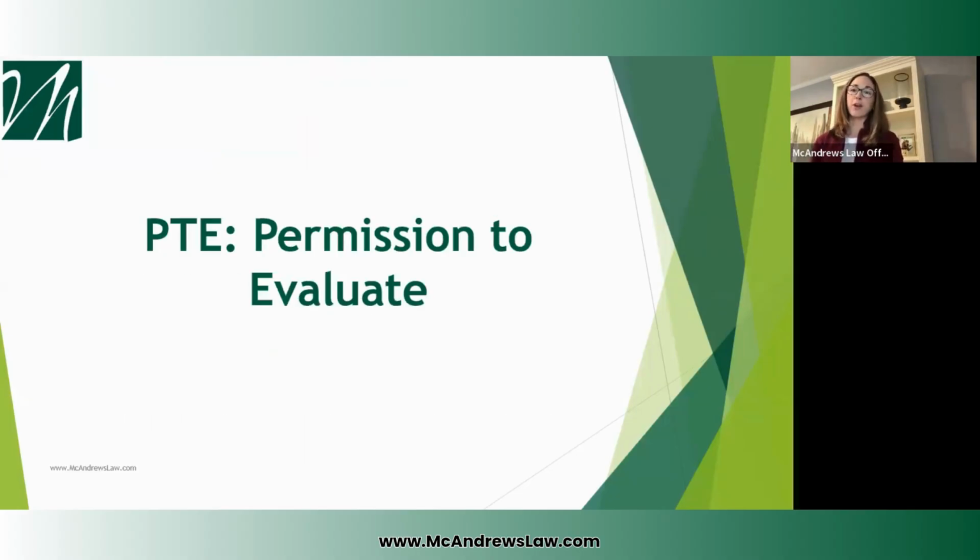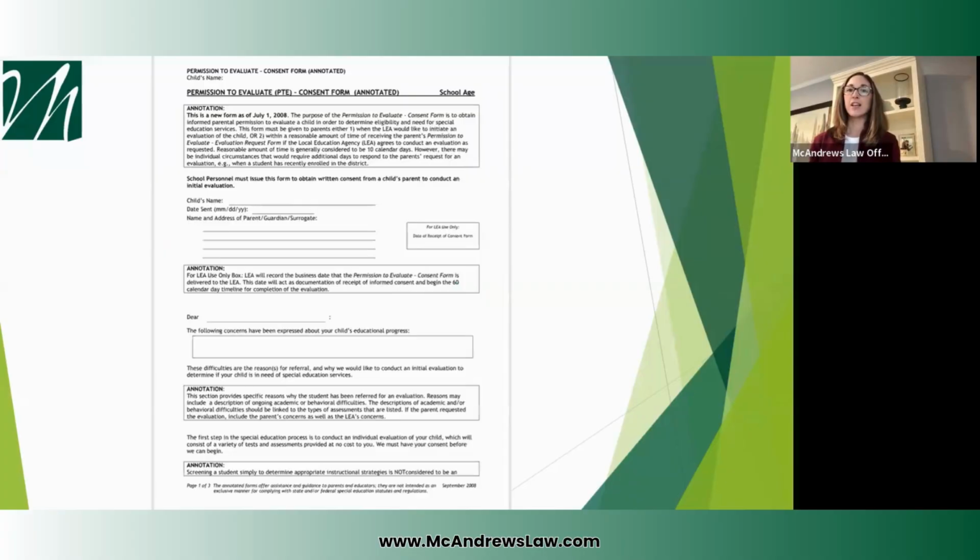The first one that we're going to talk about is the permission to evaluate. This is what starts the special education process for any student. The permission to evaluate is the very first document that would start the identification of a child as a student who may need special education services. So if we look here on the slide, there is a copy of the annotated permission to evaluate that is available in Pennsylvania. There are some comments that you can ignore here, but this is what the document itself looks like when it is blank.